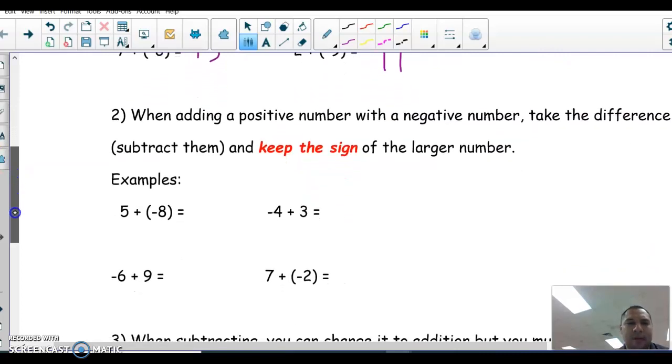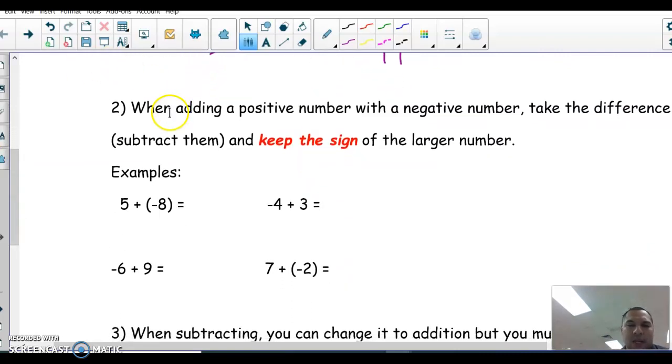All right. Second rule, guys, when you're adding a positive with a negative number, take the difference, that is, subtract the values, and keep the sign of the larger number. So positive 5, negative 8. They have different signs. We're going to subtract them. 8 minus 5 is 3. The bigger one is 8, and that has a negative, so negative 3.